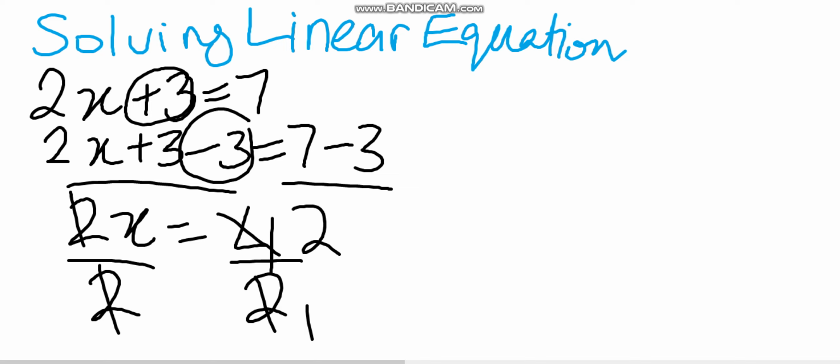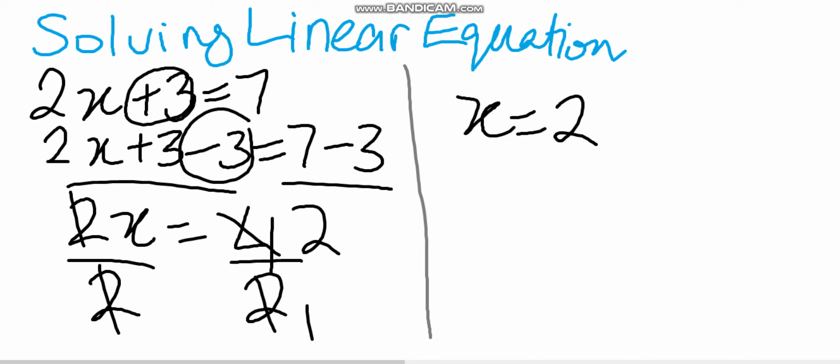So the value of x is equal to 2. So this is how we will be solving the linear equation.